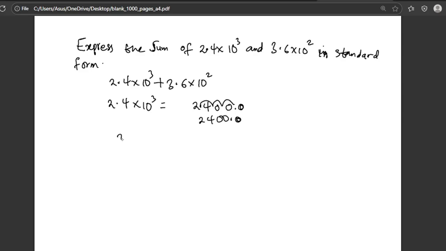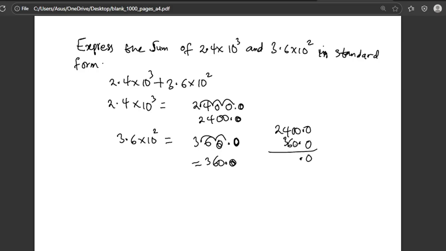As for 3.6 times 10 to the power 2, move the decimal point twice to the right. That equals 360. Then add the two: 3,400 plus 360. 0 plus 0 is 0, 6, then 4 plus 3, which gives 3,760.